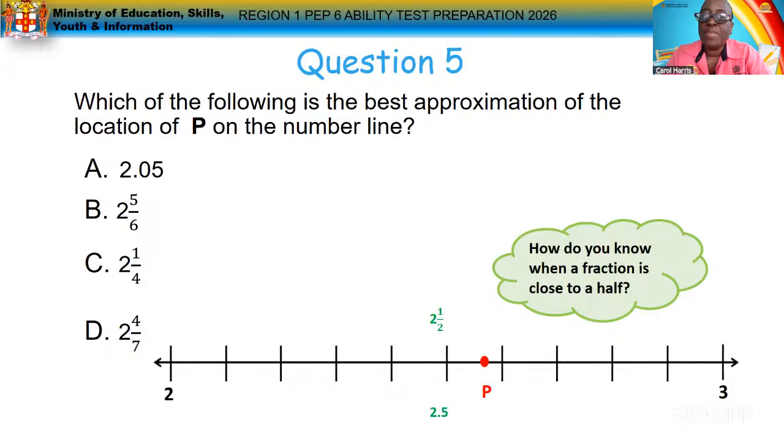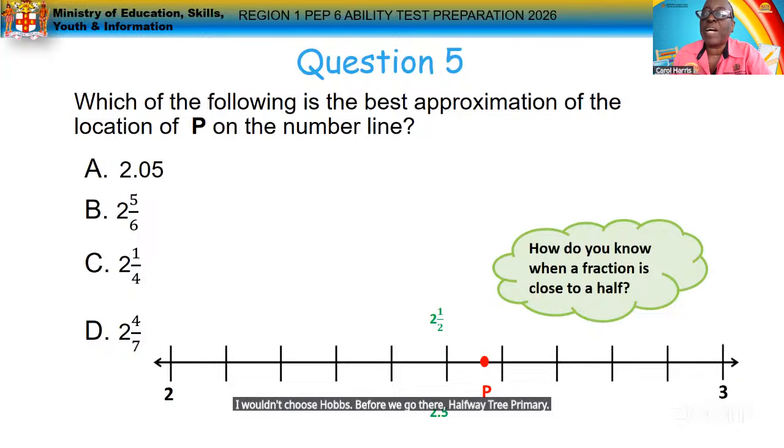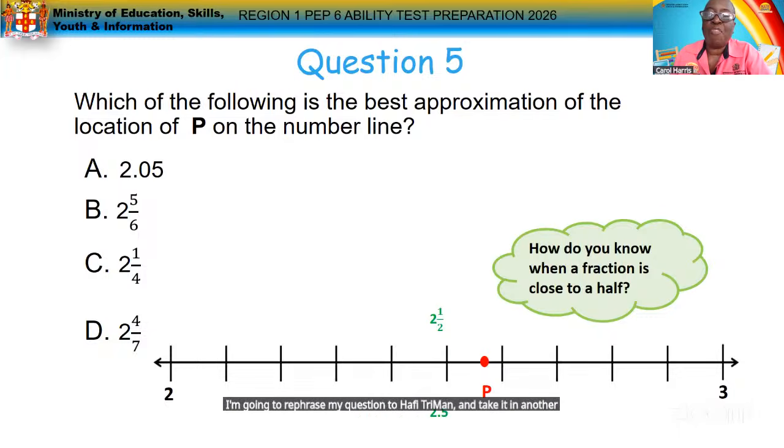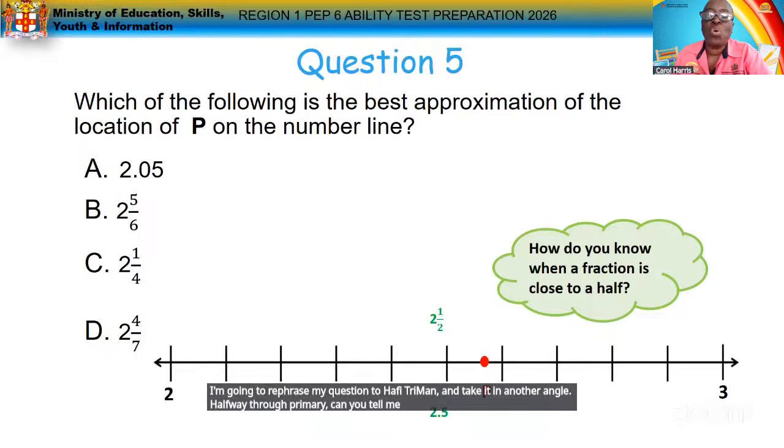All right. I see some other discussions coming up in the chat. So before we go there, Halfway Tree Primary, how do you know that the 5/6 is so close to a whole? I'm going to rephrase my question to Halfway Tree Primary and take it from another angle. Can you tell me how you know when a fraction is close to a half? Are you able to unmute and tell me that?